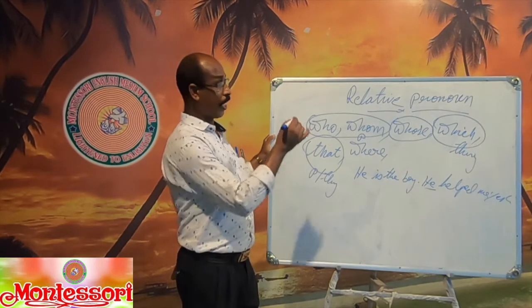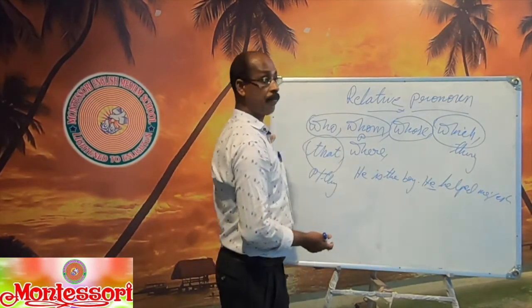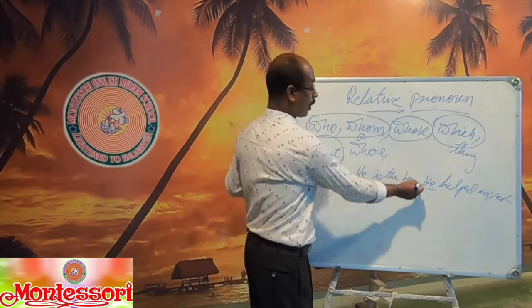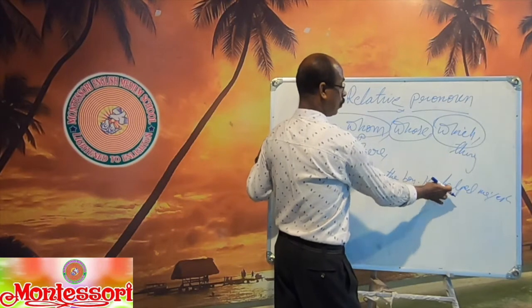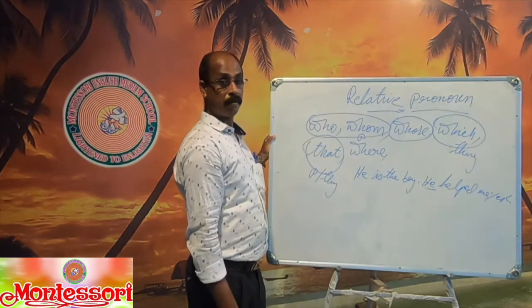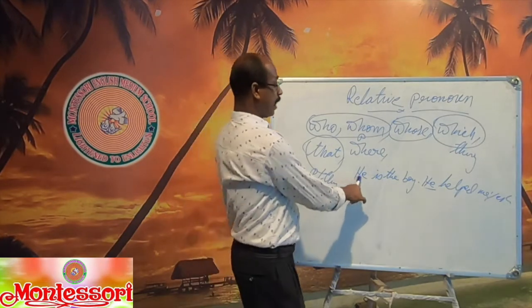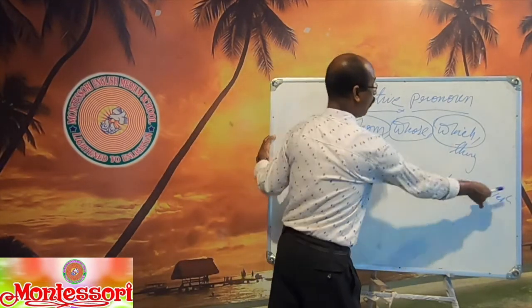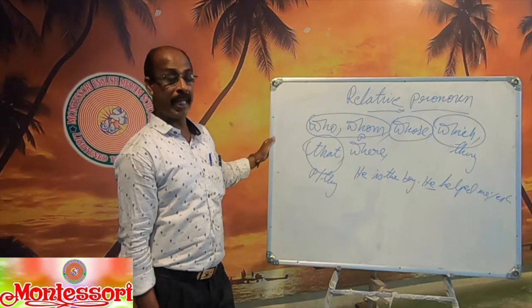So now you have to use a relative pronoun to join the sentences and make a single sentence. But he is used as a subject, as we have put a verb. So it is used as the subject, so the subjective form you have used. He is the boy who helped me yesterday. He is the boy who helped me yesterday.